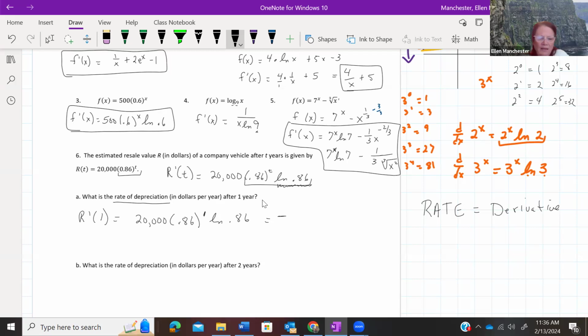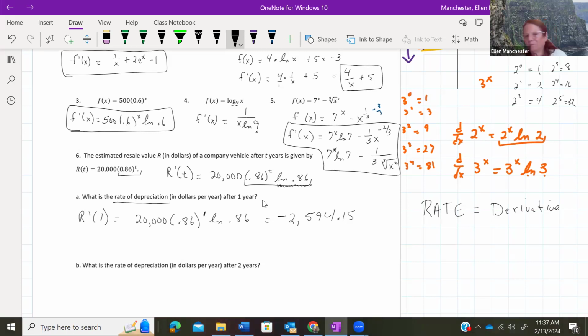So I get a negative 2,594.15. Okay, depreciation does indicate that I'm going to have a negative value. So again, make sure your answer makes sense, right? When you see the term depreciation, you know you're going to get a negative slope. If it said rate of appreciation, that means how much is it increasing? So it would be a positive slope.